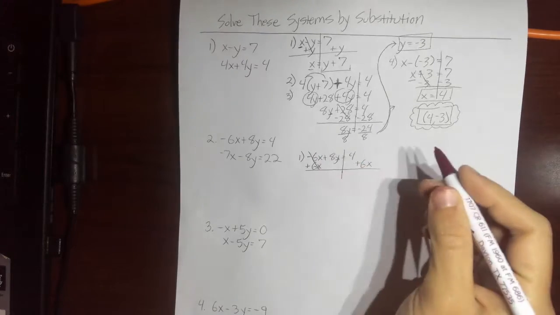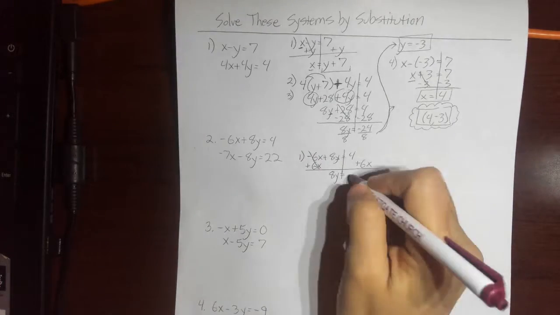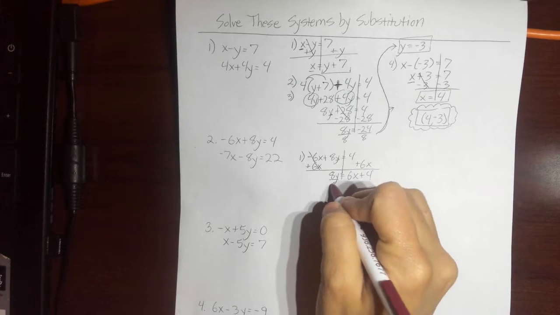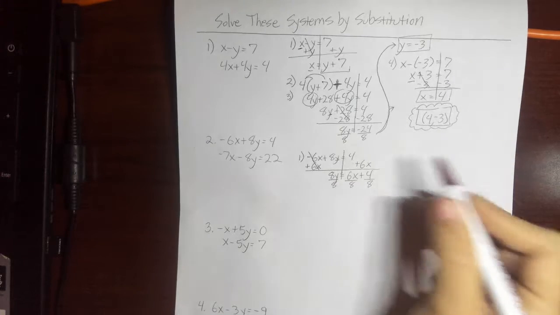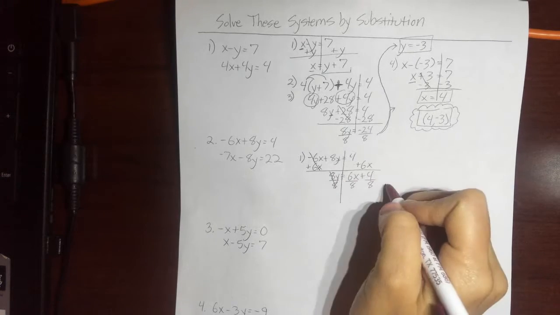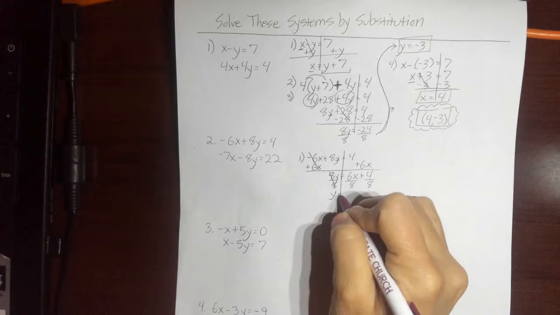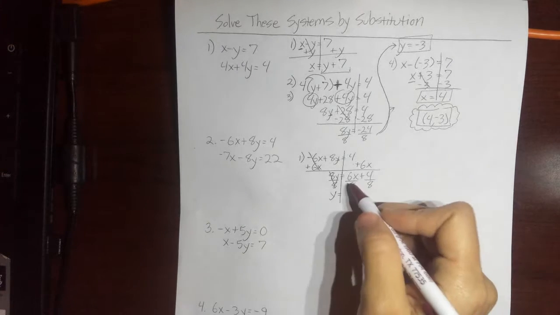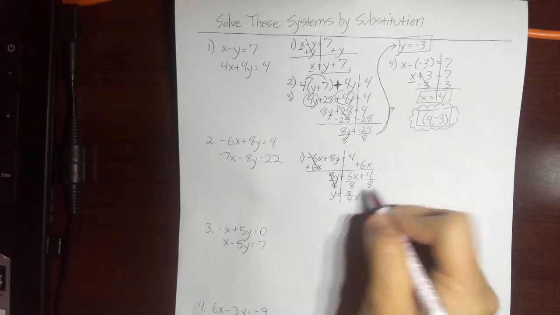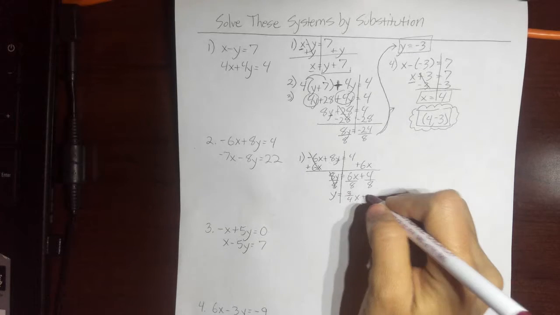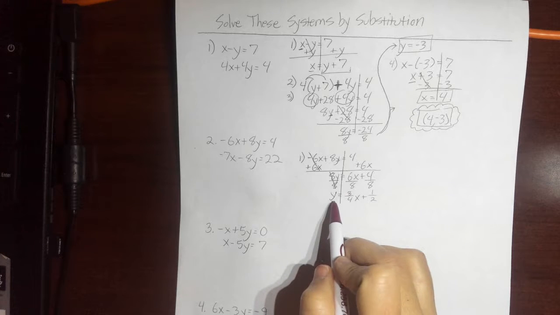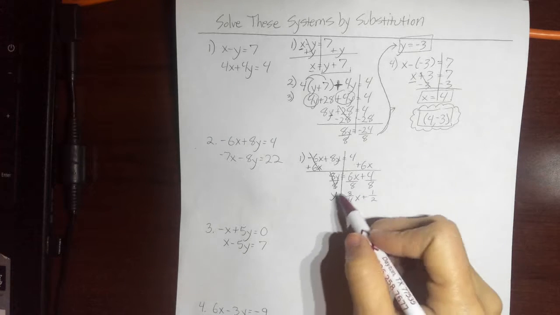So I add 6x to both sides, I'll rewrite the 8y. This becomes 6x plus 4 on this side. And then I will divide by 8 on both sides. Since there's 2 terms, I divide both of those terms, because you're dividing the whole side. So y is going to be equal to 6/8, which can be reduced to 3/4 x, and 4 divided by 8 can be reduced to 1/2. Okay, so that's my expression for y.